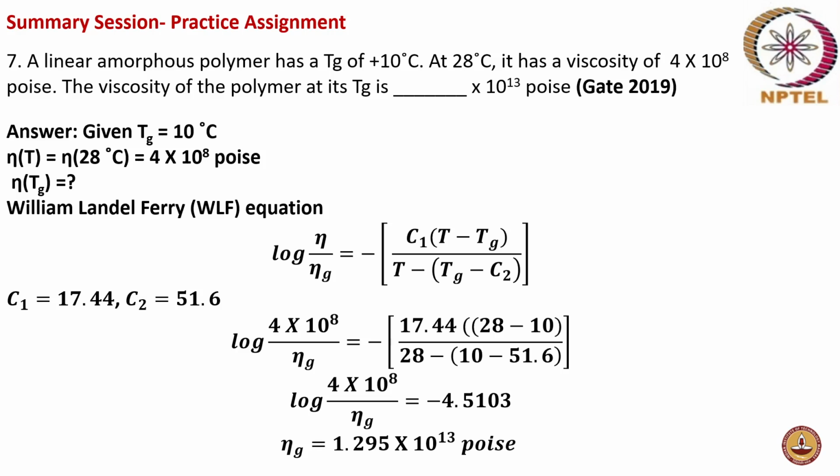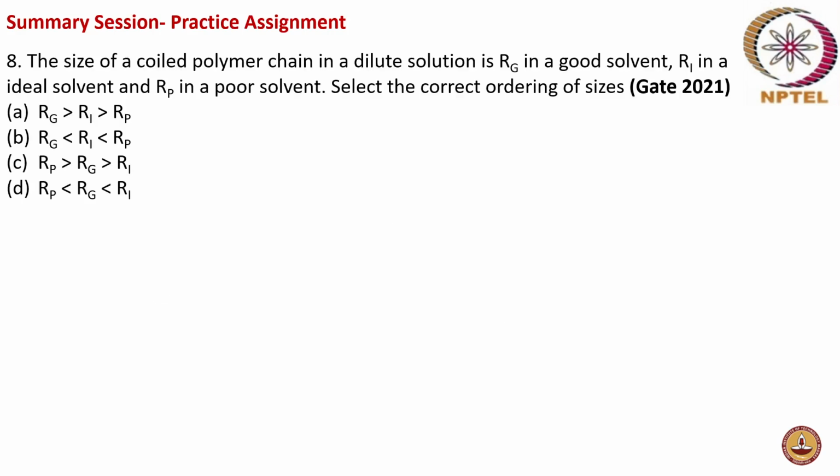Shall I go to the next? The size of a coiled polymer chain in a dilute solution is Rg in a good solvent, Ri in an ideal solvent, and Rp in a poor solvent. Select the correct ordering of the sizes. So you have a dilute polymer solution, and there are three different solvents in which the polymer size is given. In good solvent it is Rg, in ideal solvent it is Ri, and in poor solvent it is Rp.